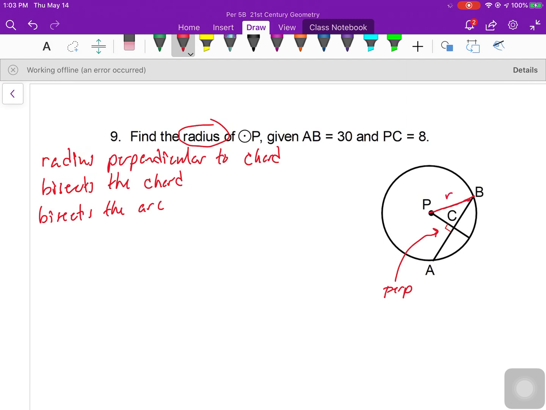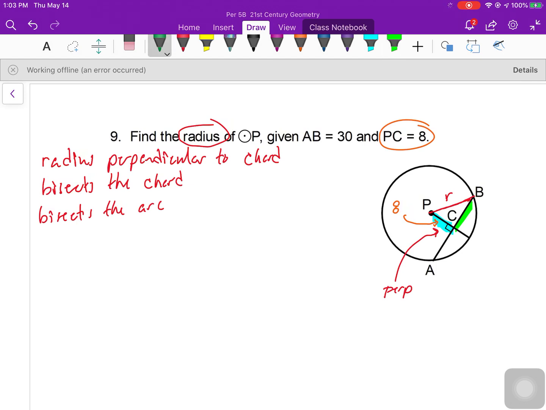Now, the reason that's so helpful is this. They've asked us to find the radius. I'm going to go ahead and draw the radius in from P to B. So that's what we're looking for. We can find that radius using the Pythagorean theorem. But in order to do that, we would have to know this piece from P to C. Hey, you know what? They gave us that one. P to C is 8. So this one is 8.